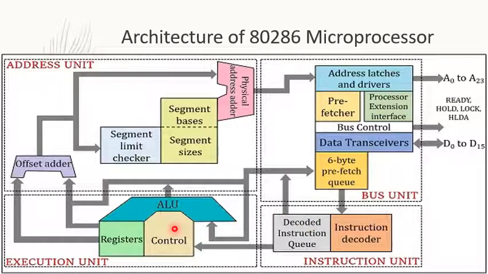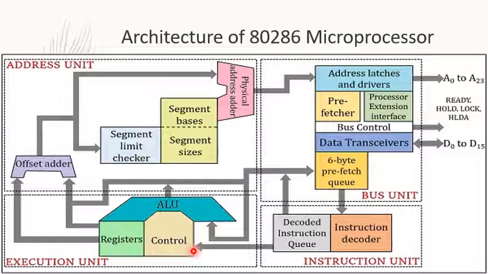Let us now discuss the functions of the execution unit. The output of the decoded instruction queue is fed to the control circuit of the execution unit. This unit is responsible for executing the instructions received from the decoded instruction queue. The execution unit consists of the register banks, arithmetic and logic unit, and control block.